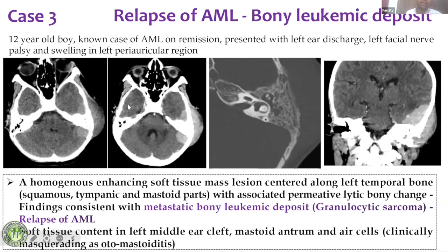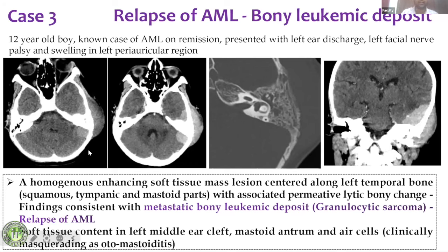So this is one of the roles of imaging also, not only the diagnosis. Then a similar kind of presentation is a 12-year-old boy, a known case of AML in remission, who presented with left ear discharge and left facial nerve palsy, and there is also a mass or swelling in the periauricular region. So again, from the clinical point of view, it was kind of infective, inflammatory.